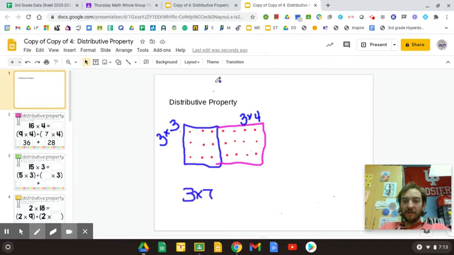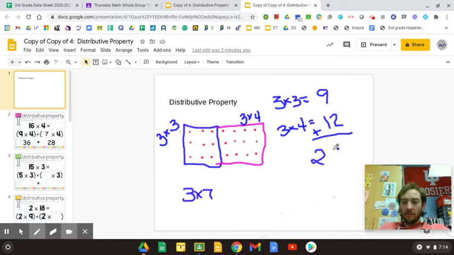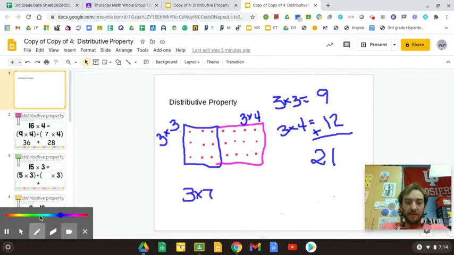The distributive property lets me split that in half and do two multiplication problems and then add them back together. So we do the 3 times 3, and it equals 9. Then I do the 3 times 4, and it equals 12. Add them back together, get 21. So that's a nice visual way for you to see it. We split it up and then add it all back together.